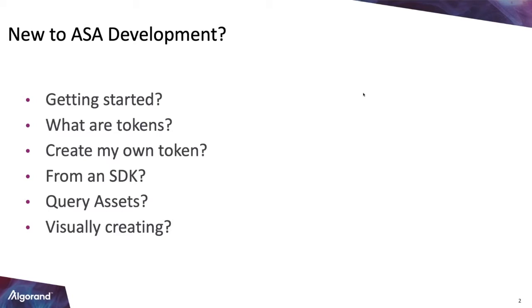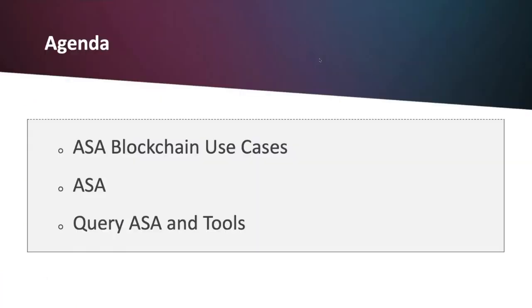And what about if I'm not a developer? How do I visually create assets without code? So these are all questions we'll take a look at here today. In the three sections, we're going to do our ASA blockchain use cases to give you a feel for what assets can be used for. And we're going to dive into ASA specifically, and we'll end with querying ASA and using some tools.